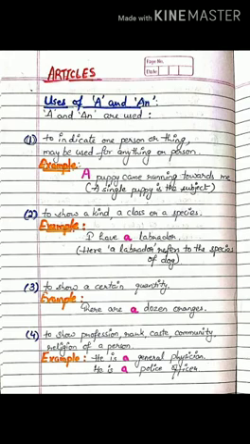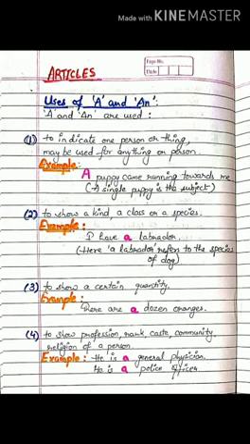Second use: to show a kind, a class, or a species. Example: I have a Labrador. Here, a Labrador refers to the species of a dog. Third point: to show a certain quantity. Example: there are a dozen oranges. So here we are indicating a quantity of something using a.